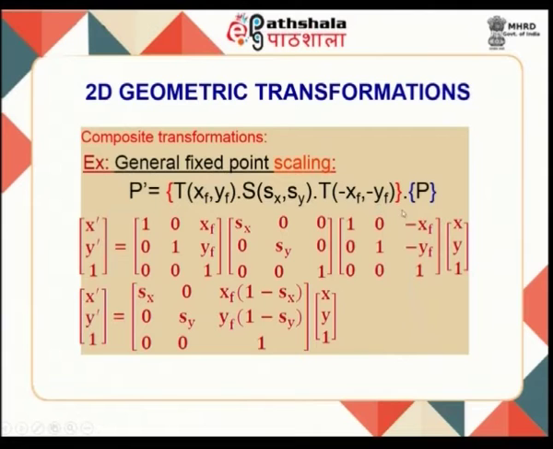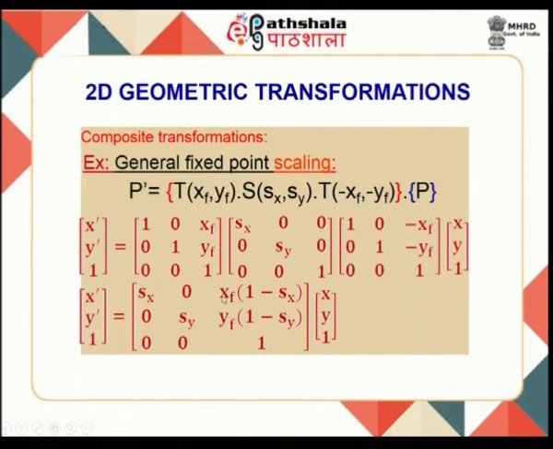Always remember, whatever is in the red curly braces is a set of transformations which are to be composited. When we multiply all the three, what we get is a scaling matrix with s_x, 0, 0, s_y, and two more non-zero elements in the third column: x_f(1 - s_x) and y_f(1 - s_y).